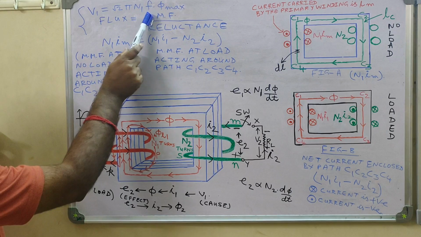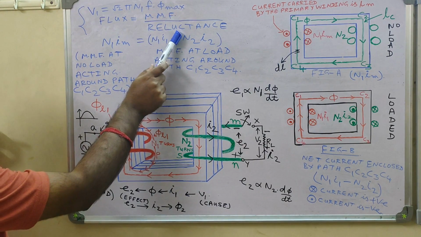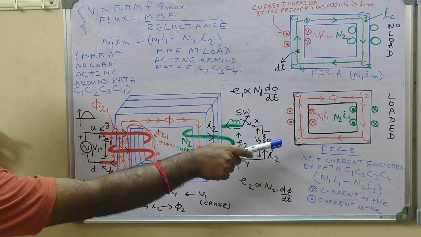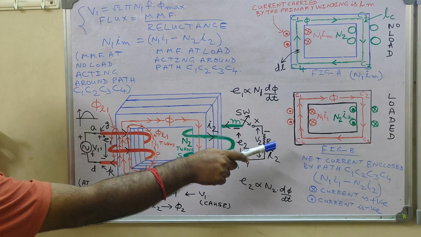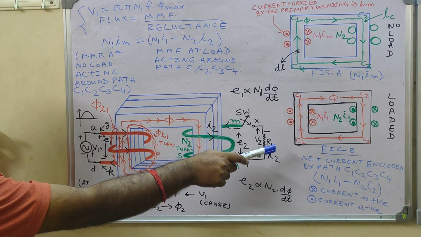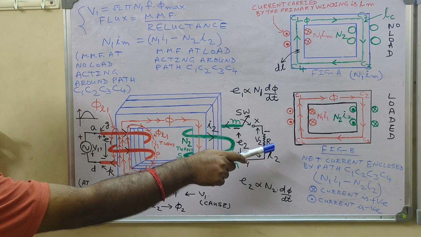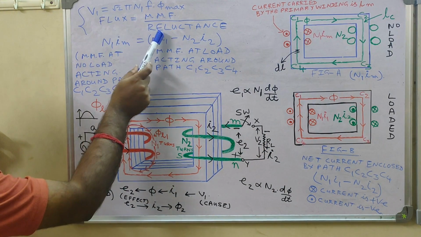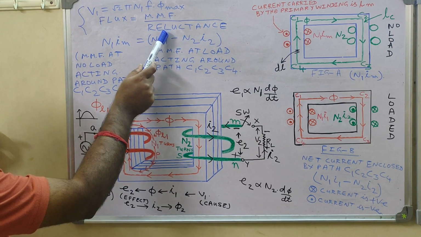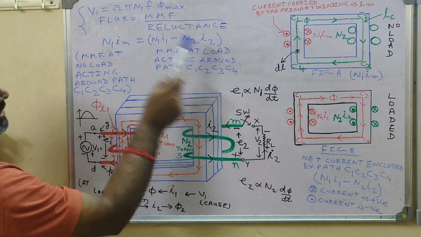V1 equals root 2 pi N1 f phi max. Also, the reluctance of the magnetic circuit has not changed because the material has not changed, so relative permeability has not changed. Also, the geometry of the magnetic circuit has not changed. So reluctance is constant, and flux is also constant, both at no load as well as at load.